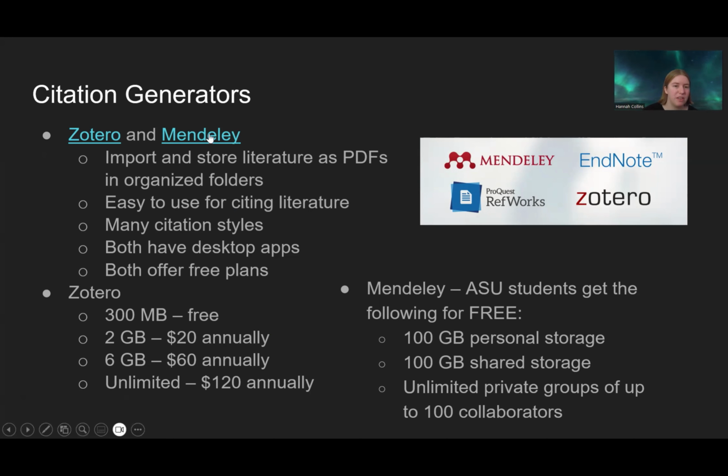And then both of these offer free plans. However, Mendeley is the best because Zotero only offers 300 megabytes for free, and then after that you have to pay money annually. But with Mendeley, ASU students and faculty get a lot of storage for free and even have unlimited private groups of up to 100 collaborators. So that's awesome. So next I'll demonstrate how to use Zotero just so that you can see how quick and easy it is to use.